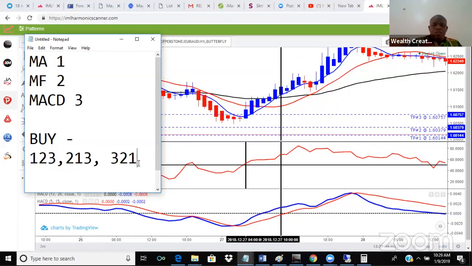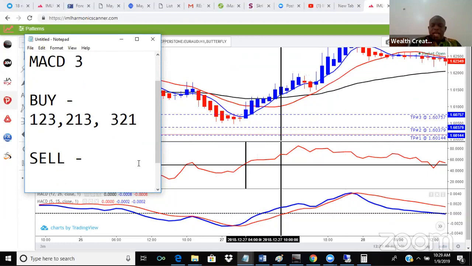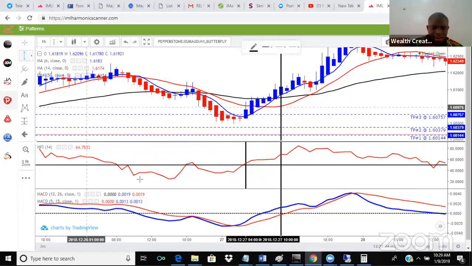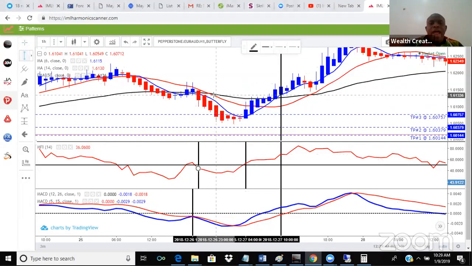The same scenario is for sell. So for me to sell, this scenario must happen. Either 1, 2, 3, crossing down, or 2, 1, 3, crossing down, or 3, 2, 1, crossing down. One must happen. The moving average, the MACD is down. We have seen it. The money flow has crossed. Fantastic. I wait until my blue, red are below my black, which is here.